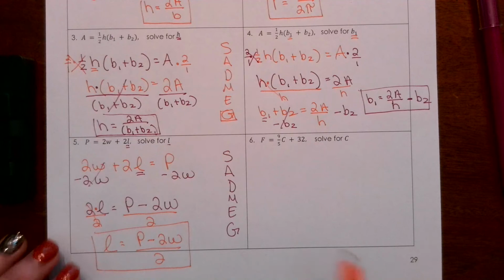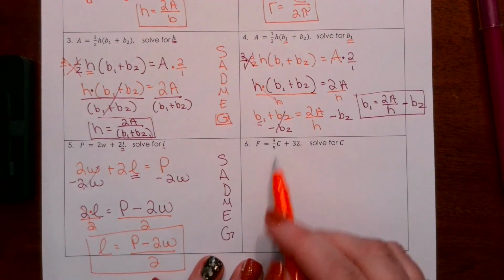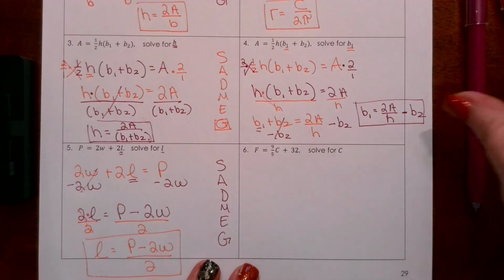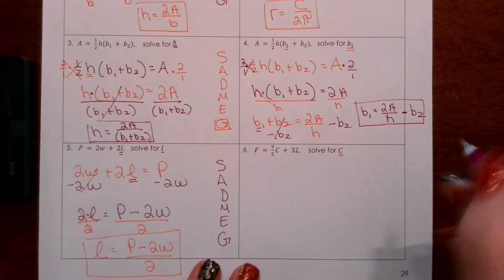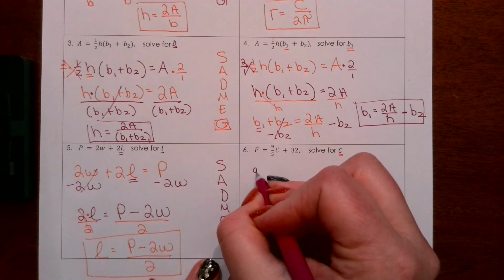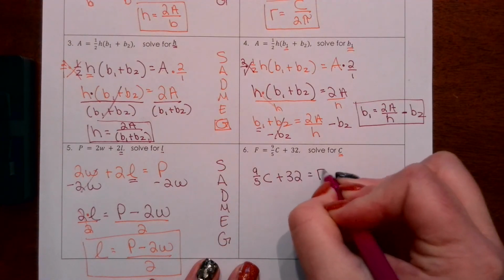This next example is taking something in Celsius and converting it to Fahrenheit. But what if you have something in Fahrenheit and you want to convert it to Celsius? I'm going to rewrite, as always. Put 9/5 C plus 32 equals F.